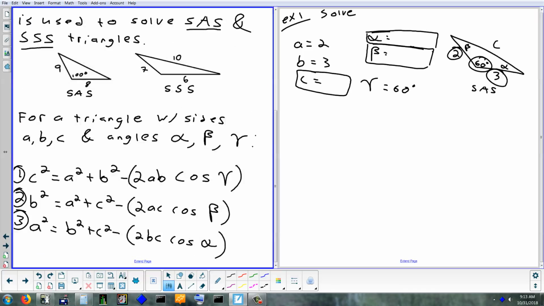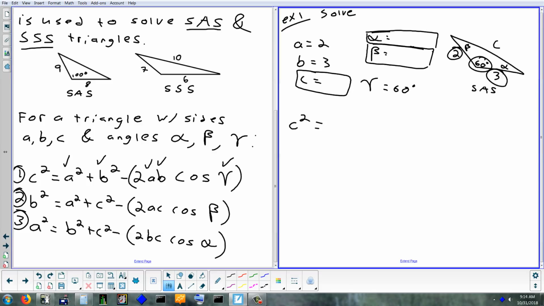I've got A and I've got B. So I've got A, I've got B, and I've got gamma. I've got everything except C. If you try to use 2, you've got A, but the problem is you don't have C, and you don't have beta. Okay, if you try to use version 2, you're missing 2 things. If you try to use version 3, you'd be missing 2 things. Okay. So let's plug everything into the first one.